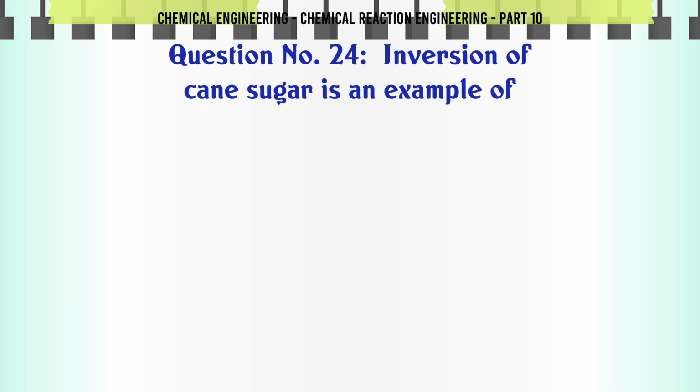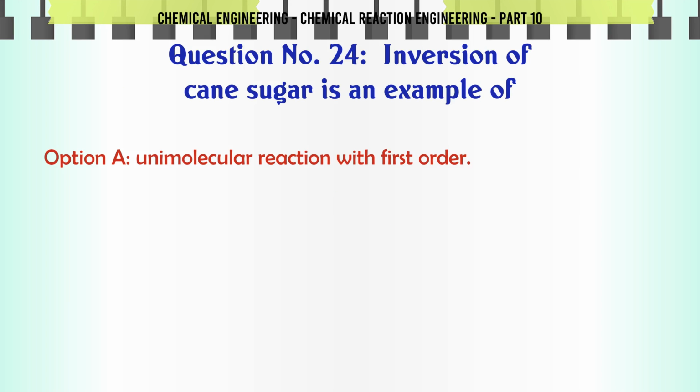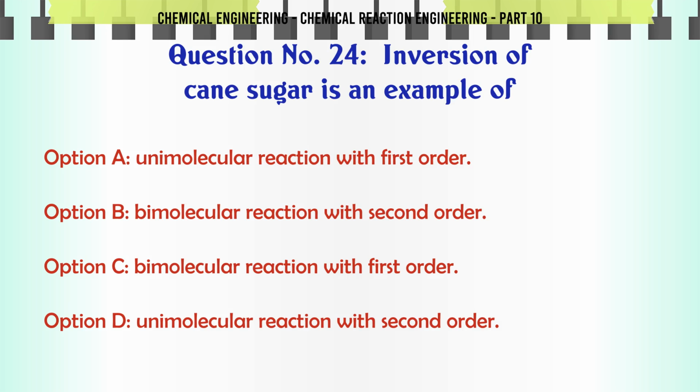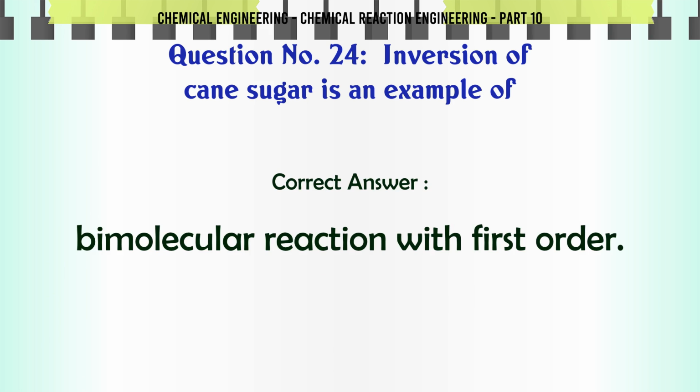Inversion of cane sugar is an example of: A. unimolecular reaction with first order, B. bimolecular reaction with second order, C. bimolecular reaction with first order, D. unimolecular reaction with second order. The correct answer is bimolecular reaction with first order.